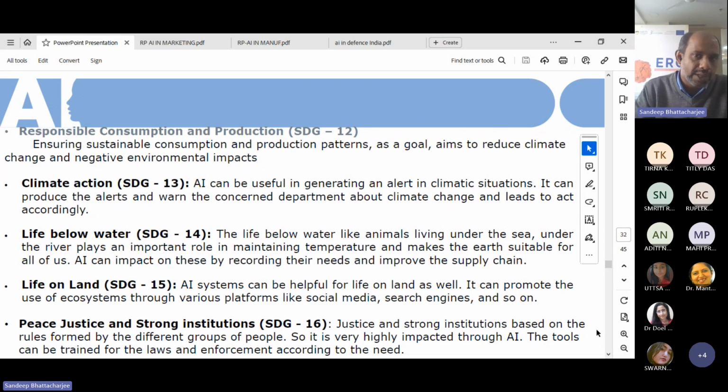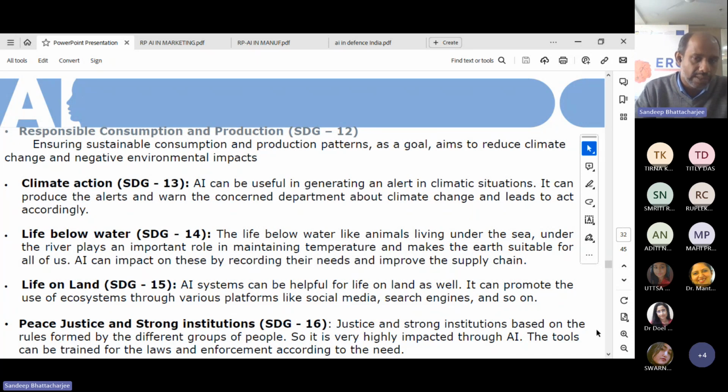Then you have got responsible consumption and production. So it is apparent that whatever resources we have, we don't waste any of the resources that we are receiving. Climate action, of course, saving the climate and of course taking care of our climate. You see a lot of changes are happening nowadays due to pollution and global warming, all these concepts. So keeping a check on them. Life below water, marine life, basically the life under the seas or on the seas. Life on land, as I mentioned, how we can promote use of ecosystem through various platforms like using social media, search engines, so create a better life for people who are living on the land.